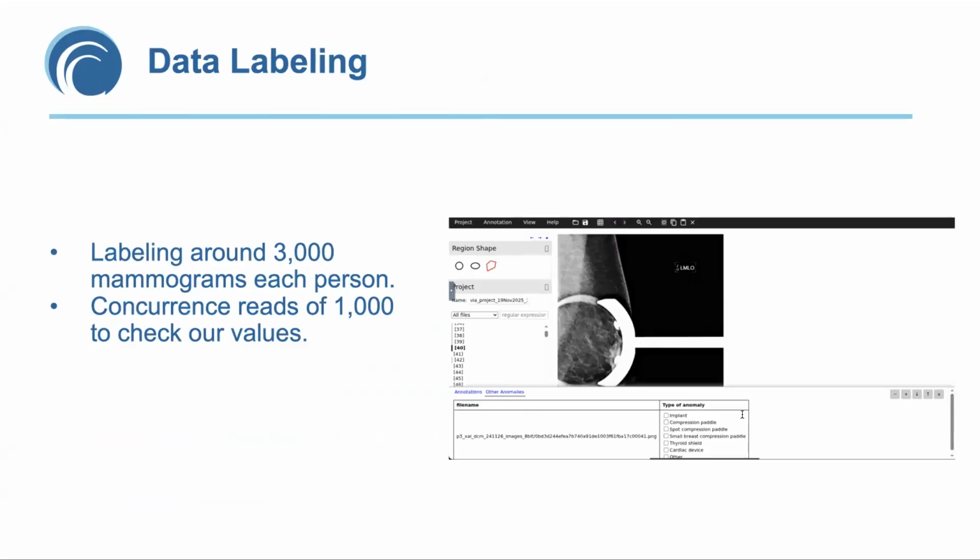On the side, we also do some data labeling. Me and my group mates, we each label 3,000 mammograms. We also have 1,000 concurrence reads to make sure we're labeling this correctly. As you see on the right, this is our UI. It's really awesome.